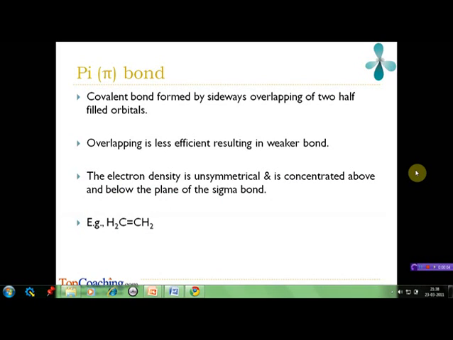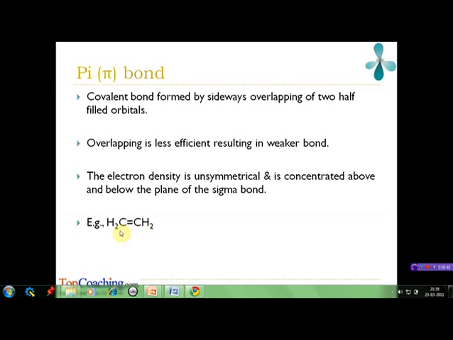Another type of covalent bond is the pi bond. Please keep in mind that in sigma bond, the overlapping of the orbitals was axial, that is head-on. But in pi bond, the two half-filled orbitals overlap sideways to form this type of bond. This kind of sideways overlapping is less efficient as compared to the axial overlapping, and therefore the pi bond that is formed is weaker in comparison to the sigma bond. The electron density is unsymmetrical and is concentrated above and below the plane of the sigma bond. 2p orbitals form a pi bond.